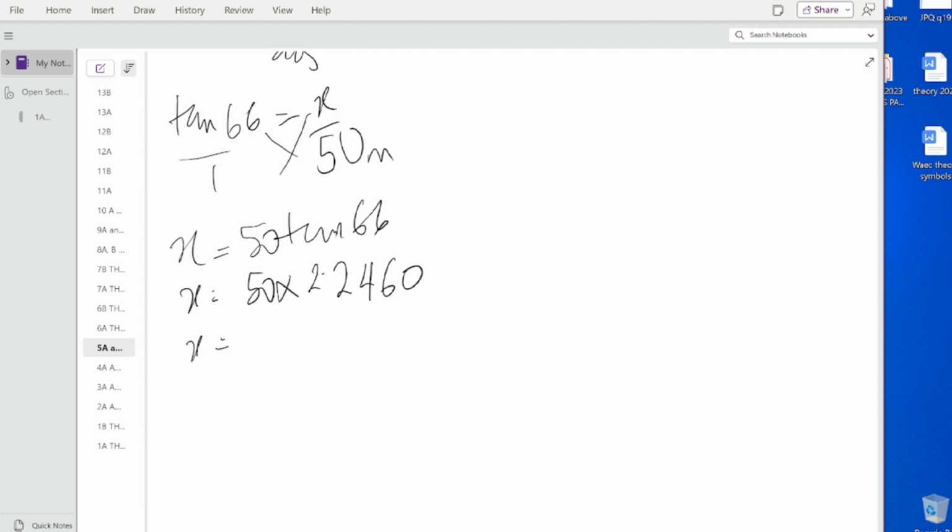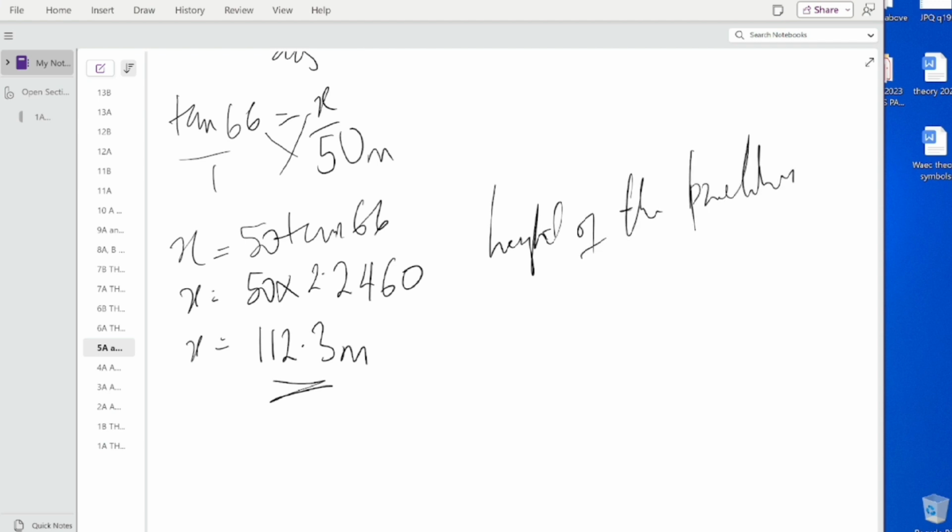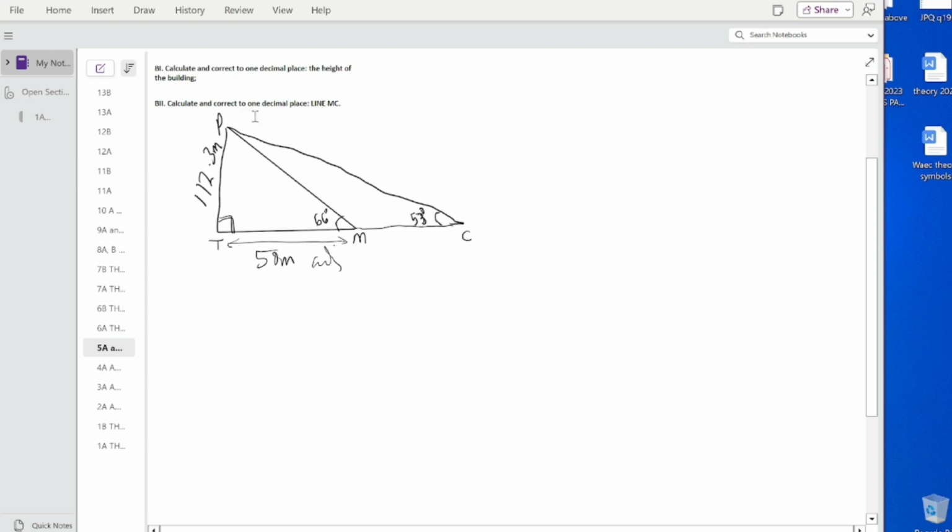So x equals 50 times tan 66, and tan 66 is 2.2460. When you multiply 50 times 2.2460, it gives you 112.3 meters as our final answer for the first one, the height of the building. Therefore, the height of the building is 112.3 meters to one decimal place. But B2 says, calculate and correct to one decimal place line MC. This is line MC. Let's call line MC A. So we'll now solve.